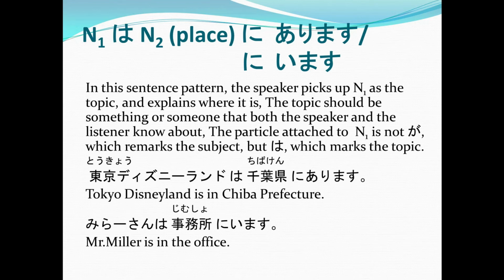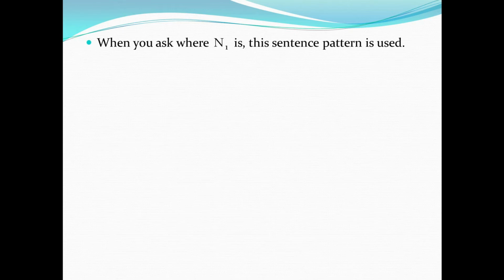Wakarimashita minasan? Now, Cedric, can you give me an example using the noun 1 wa, noun 2 ni imasu? Watashi wa Philippine ni imasu. Very good. So, Cedric said that he is in the Philippines. Now, how about using noun 1 wa, noun 2 ni arimasu? Philippine wa Asia ni arimasu. Alright, so Cedric said that Philippines is in Asia. Very good, Cedric. That's a very good choice of words or example.